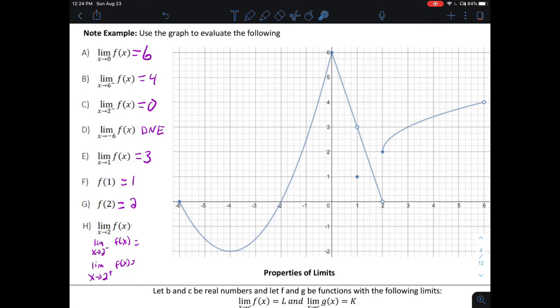As I approach 2 from the left, so here's x equals 2, I have to get on the curve from values smaller than 2 and work my way back. The left side of the curve goes towards a y value of 0. The right side of the curve, working its way back to 2, goes to a y value of 2. Since the two sides of the graph do not converge to the same point, they're in two different spots, the limit doesn't exist. It's a jump, so I'm just going to write D and E.